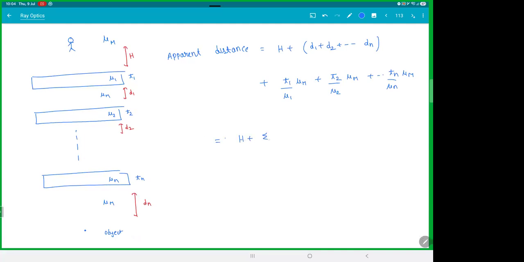H plus sigma di. So this is all the distances which are in air. You can add them, all these distances. Plus mu medium into sigma ti by mu i. This is your apparent distance.